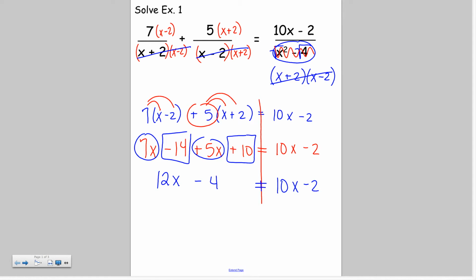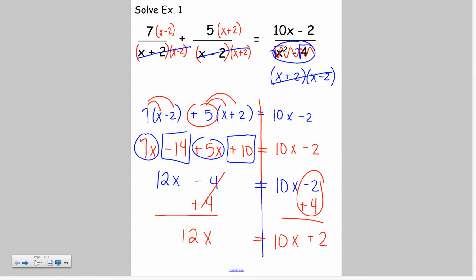Now I can begin to move things from one side to the other. I'm going to start with the 4, but you can start with the x's if you want to. That leaves me with 12x, 10x, and positive 2.